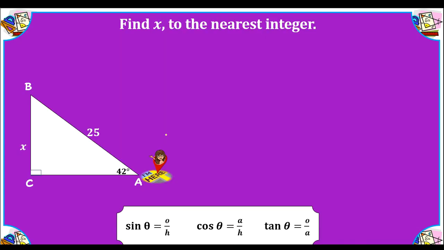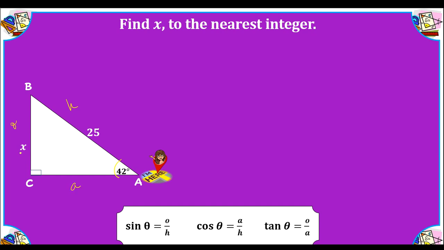So let's look at our first example. Our reference angle is 42 degrees. Now let's label our parts. From this standpoint, X is your opposite side. The 25 is always your hypotenuse because it's across from the right angle. And then this side right here is your adjacent.